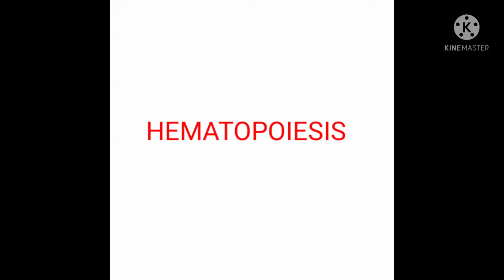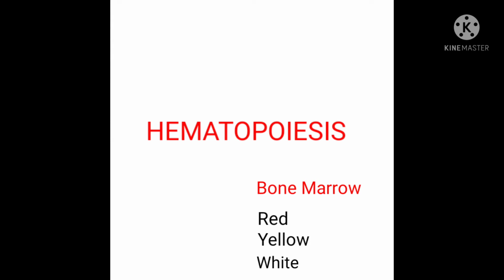The formation of the blood cells is known as hematopoiesis, which takes place in the bone marrow. There are three types of bone marrow: red bone marrow, yellow bone marrow, white bone marrow. Red bone marrow is the primary main site for hematopoiesis. Hematopoiesis is regulated by various hematopoietic growth factors.